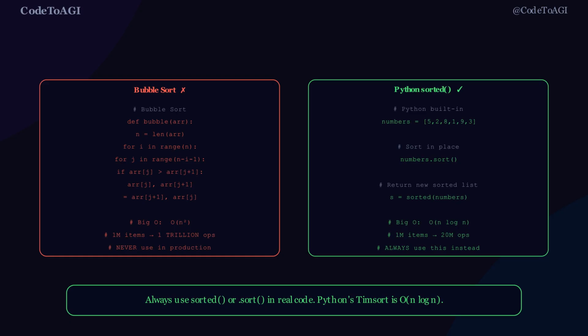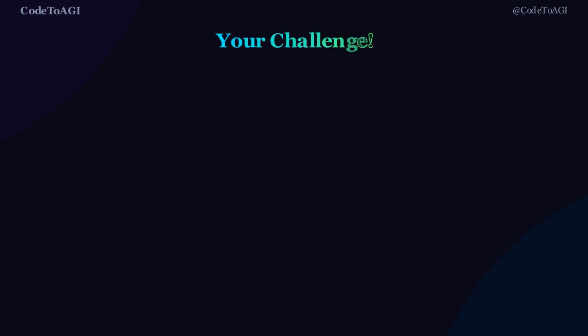Python's built-in sorted function uses timsort. Timsort is O of n log n. Dramatically faster. For 1 million items, bubble sort takes 1 trillion operations. Timsort takes 20 million. Same result, 50 times faster. Always use sorted or dot sort in real code. Never bubble sort.